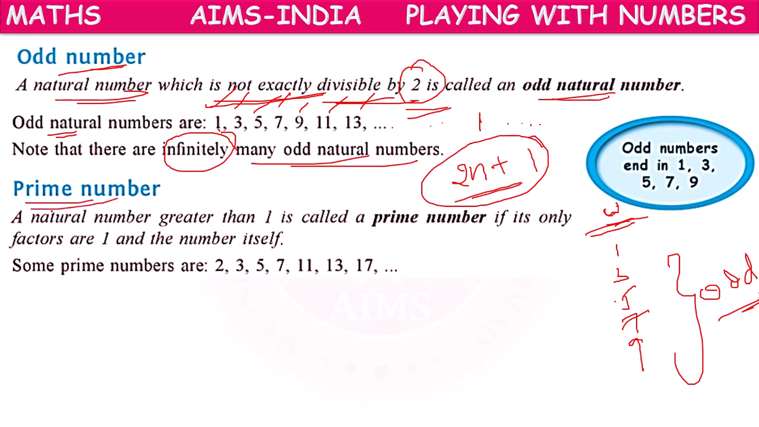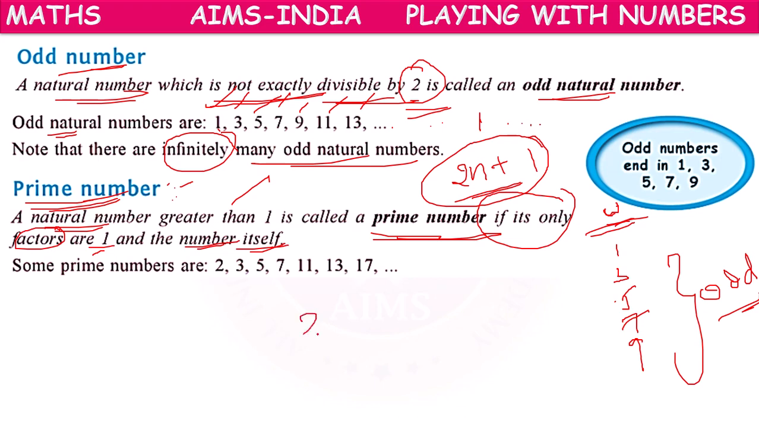Next, prime number. A natural number greater than 1 is called a prime number. But what is the condition? Its only factors are 1 and the number itself.